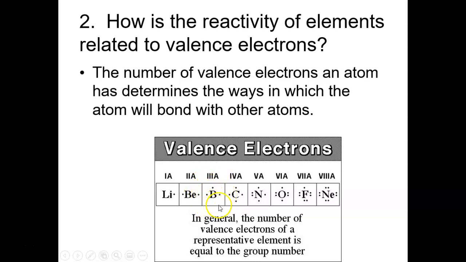Boron, 3 valence electrons. Carbon, 4. Nitrogen, 5. Oxygen 6, fluorine 7, and then you can see neon down here has 8.